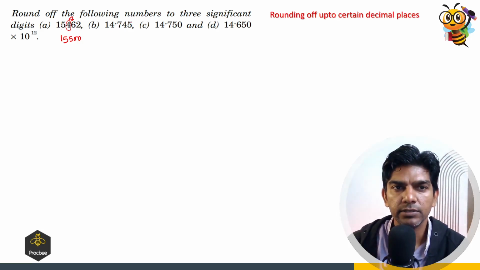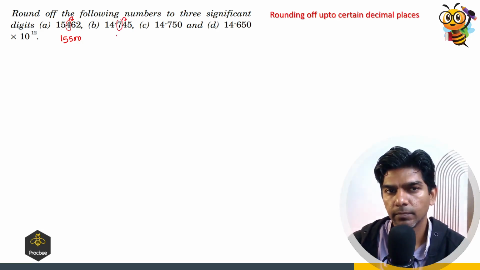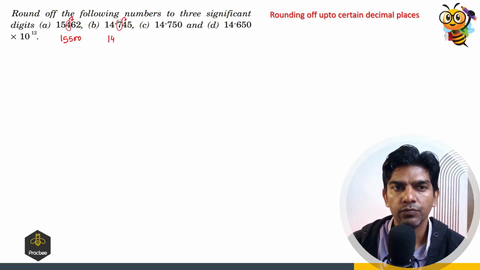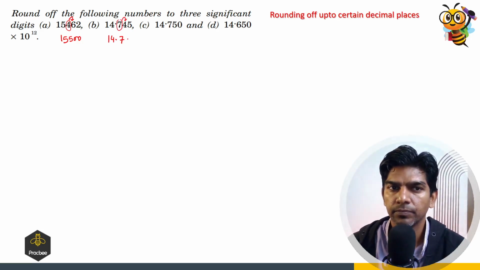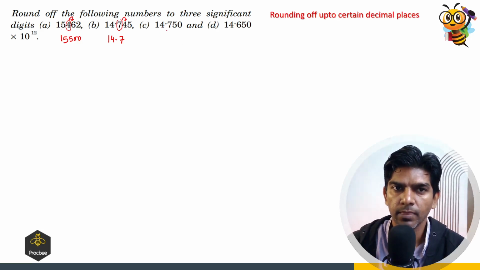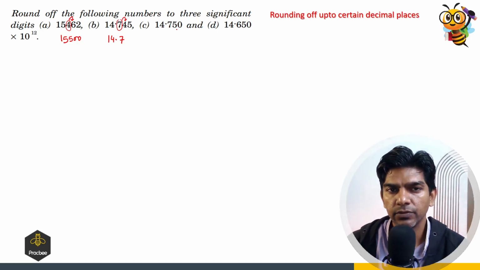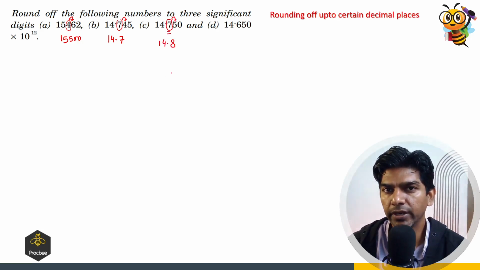Now if you look at this, this is 7 and to the right of this we have 4, so it will be 14.7 only, right? Now we have 14.75, so to the right of this we have 5 and this is an odd number, so we have to increase the odd number by 1, so that will be 14.8.